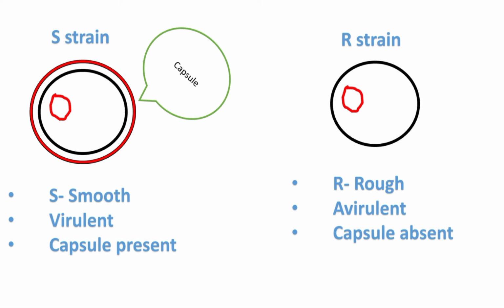Whereas R strain bacteria, they lack capsule. They do not have capsule. Hence, they are easily attacked by the macrophages of the immune system and are destroyed whenever they enter into animal bodies. So they are not able to cause infection. They are not able to cause pneumonia. This is a really very important point.